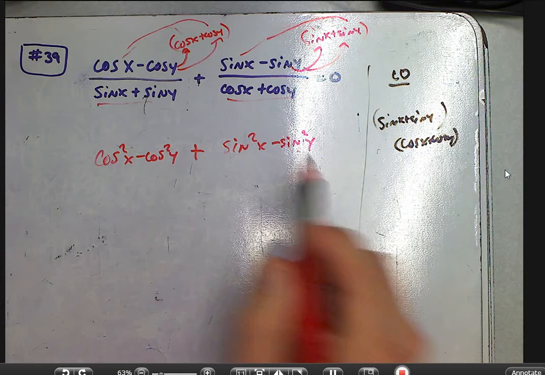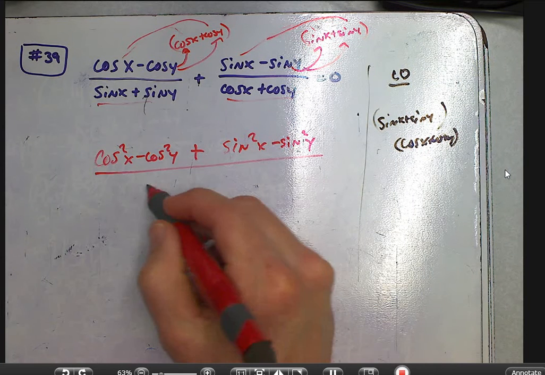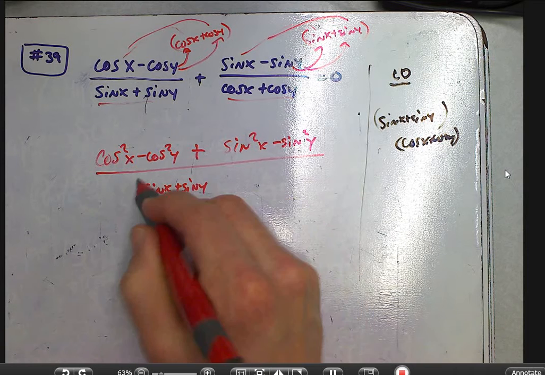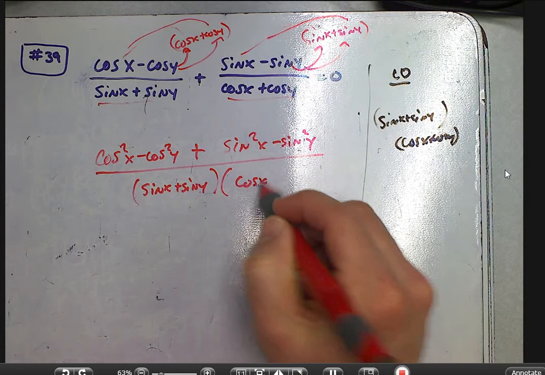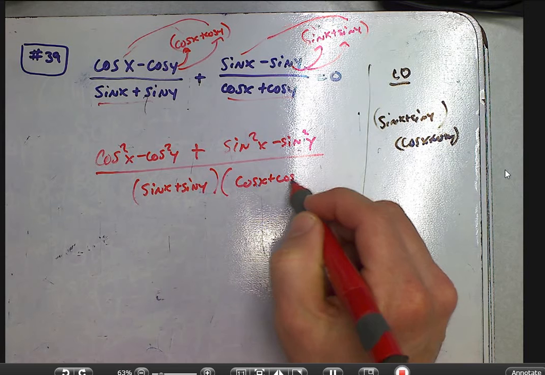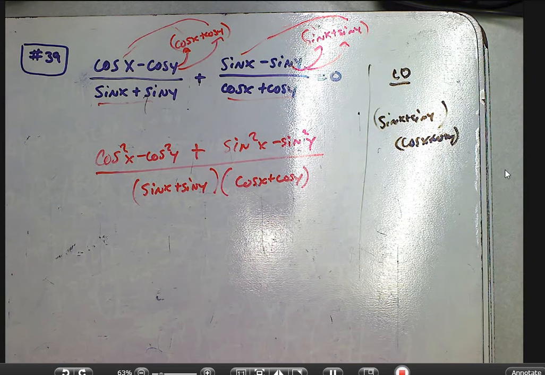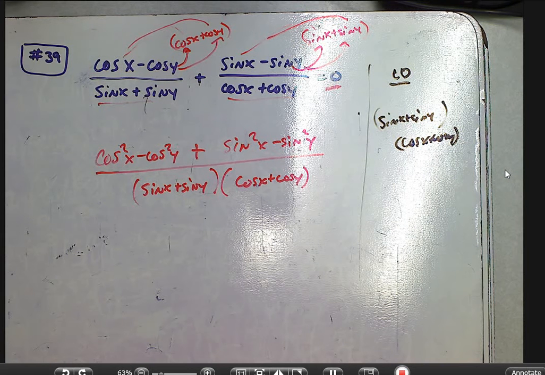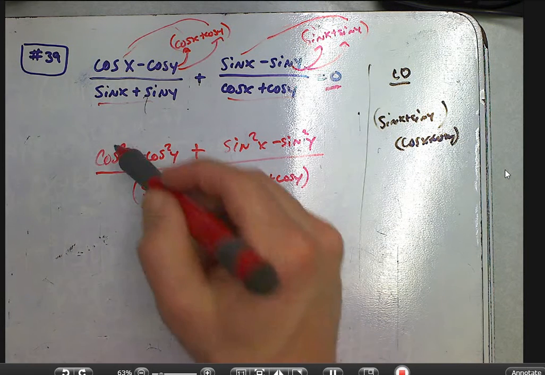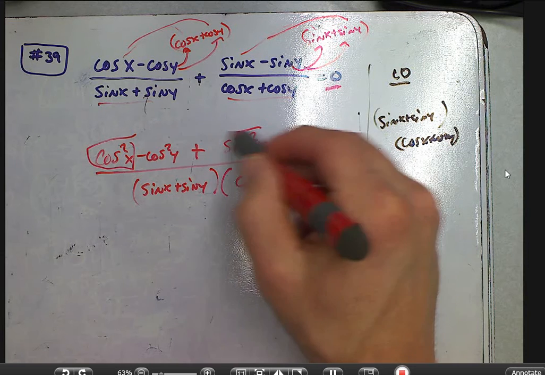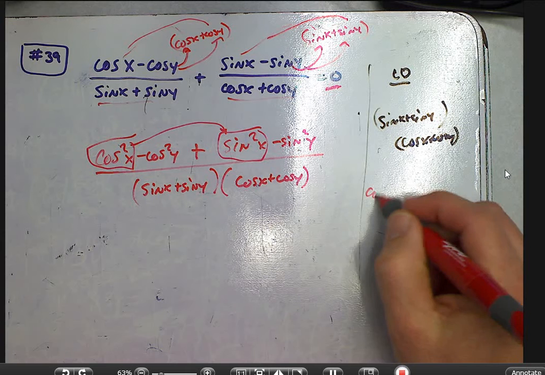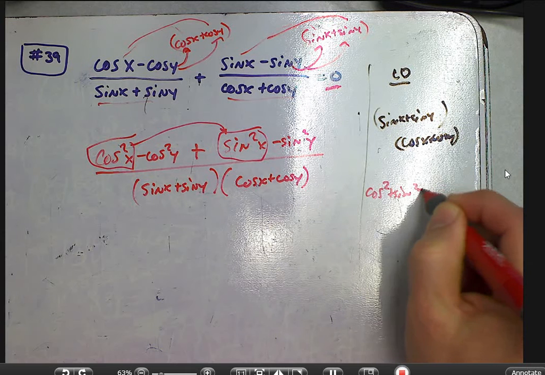Now this is all over sine x plus sine y times cosine x plus cosine y. Okay, so there's the first step. Add the two fractions together. And remember, I'm trying to get this thing equal to 0. Alright, so what I notice next is, if I have cosine squared x and sine squared x, they're being added together. Well, I know that cosine squared plus sine squared equals 1, so that makes 1.